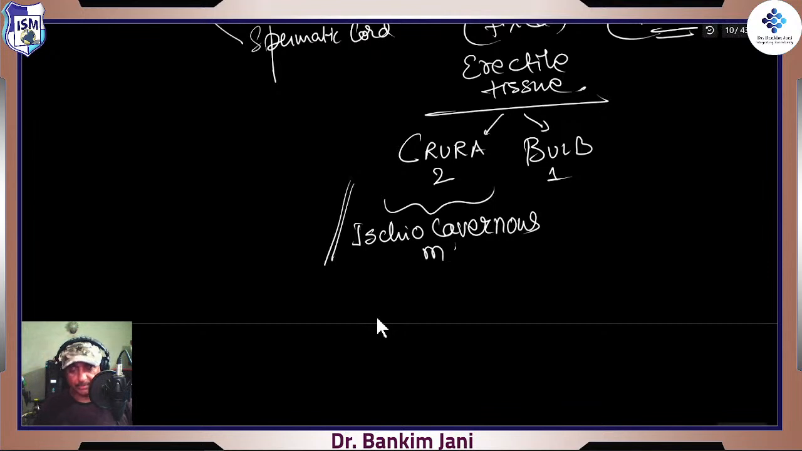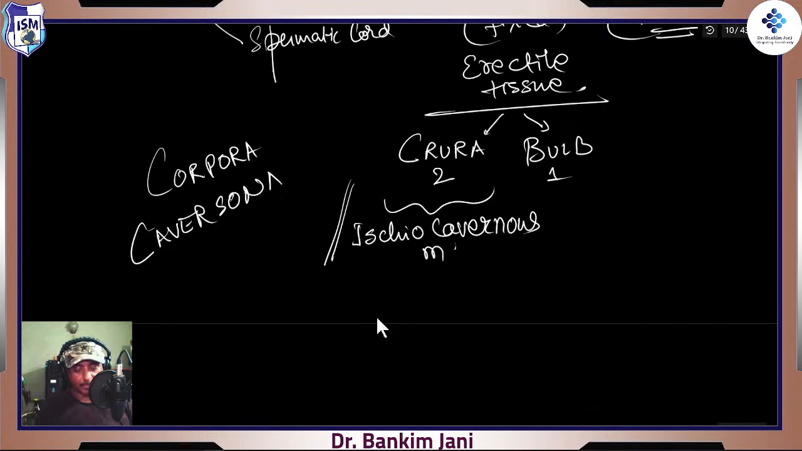Now, in this, there is the corpora cavernosa. Remember these names, they are a bit cryptic. It is called corpora because there are two; otherwise you can say right corpus cavernosum and left corpus cavernosum. Putting it in simple words, this is a tissue which is normally loose, but when blood gushes into it, it has a tremendous capacity to hold the blood. When it holds the blood, it leads to rigidity of the penis.